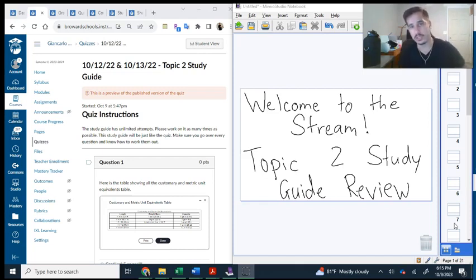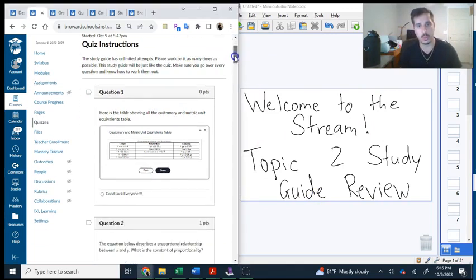We are working on the topic 2 study guide review. Okay, this is the review. You were supposed to do the topic 2 study guide. So we've got it pulled up on the left side, and I'll be going over every problem on the right side. So real quick, question 1 is just the table showing all the customary and metric unit equivalence tables. Whenever we get to a problem, we'll just scroll back to number 1, look at all the measurements that we need and the conversions.